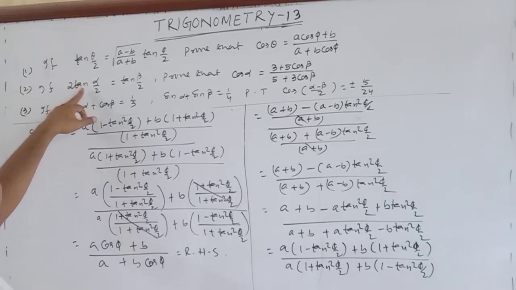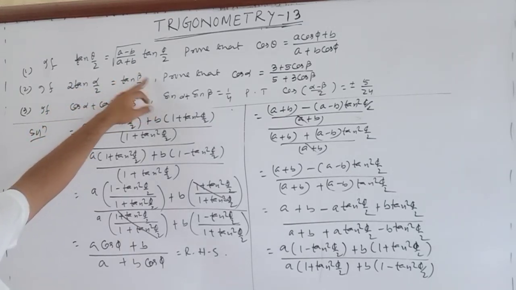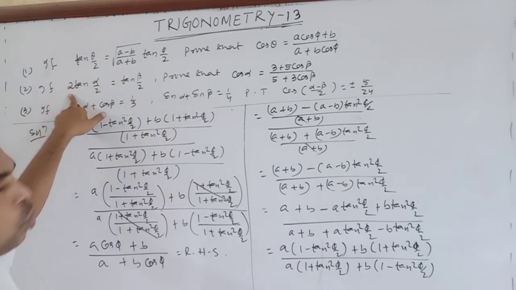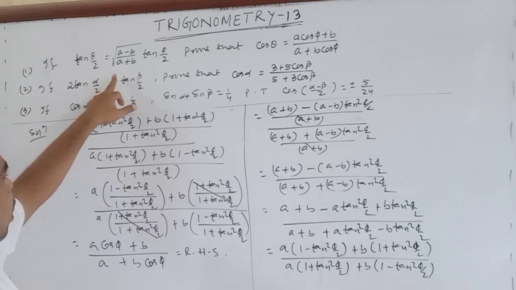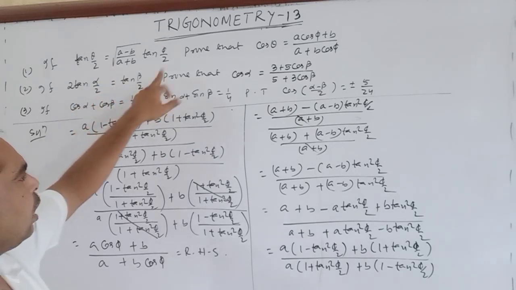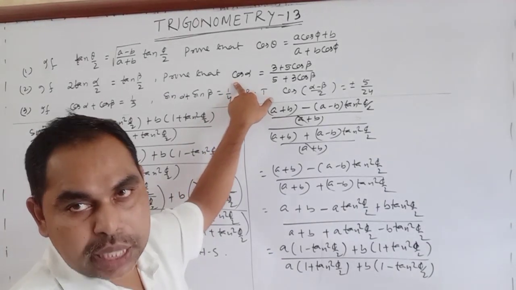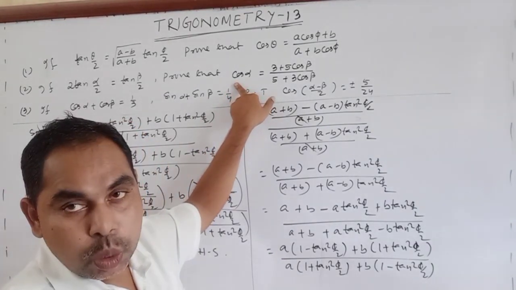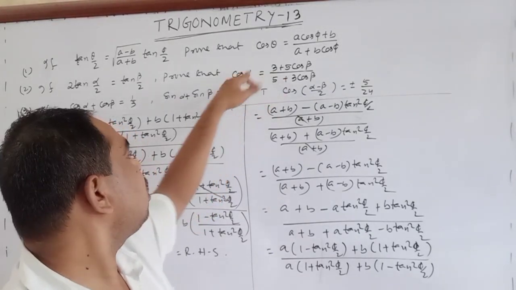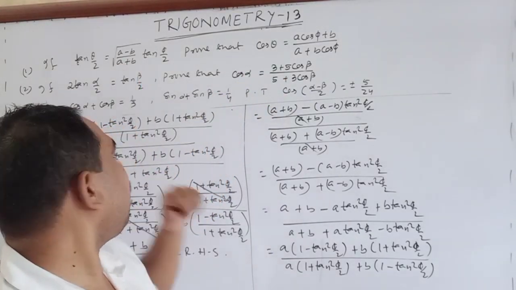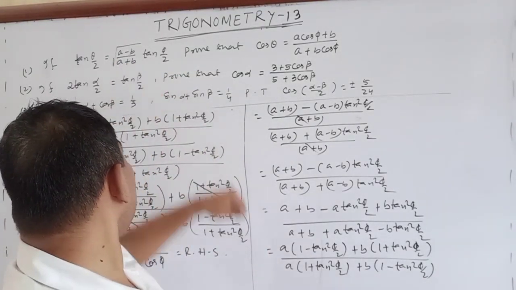Here tan alpha by 2 is equal to 1 by 2 tan beta by 2. Given tan alpha by 2 is equal to half tan beta by 2. Next, the LHS part is cos alpha. To express cos alpha in terms of tan, cos alpha is equal to (1 minus tan square alpha by 2) by (1 plus tan square alpha by 2). Then use tan alpha by 2 is equal to half tan beta by 2. So you do question number 2.